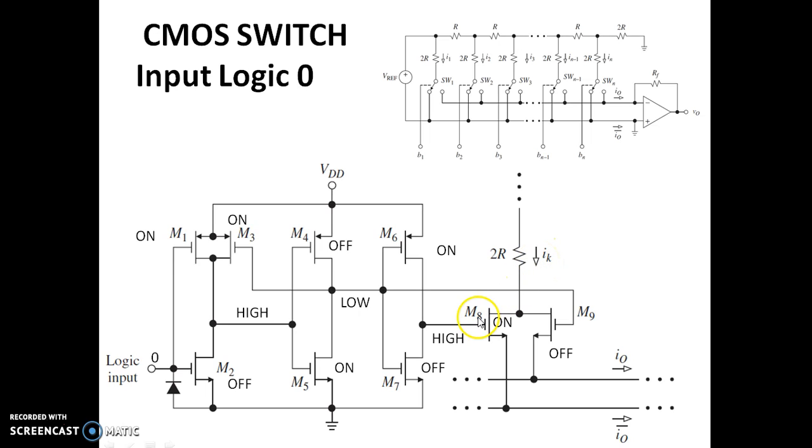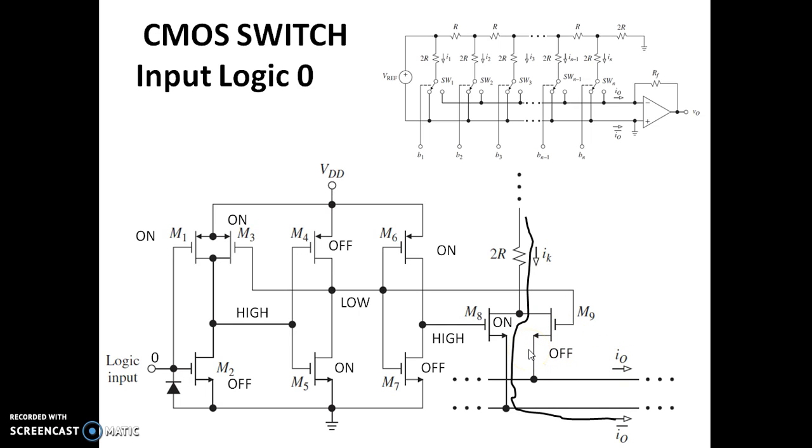When this logic input is 0, we have the combination of these switching on, switching off, and finally M8 is turned on. When M8 is turned on, this current will certainly flow through. Just you can see, when this is 0, effectively M8 is on. When M8 is on, this current I of K is flowing through. You can see now the current is actually flowing through I0 bar. Because this is off, the current won't flow through M7, it won't go to I0.